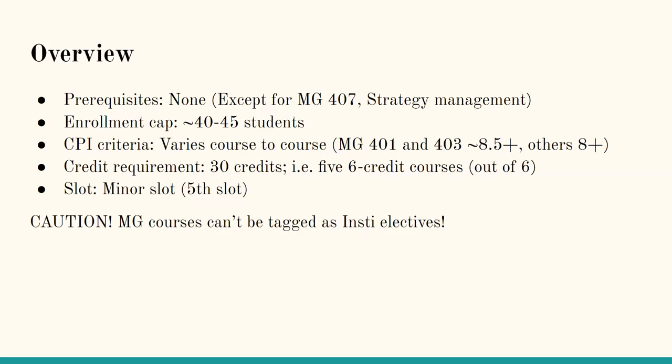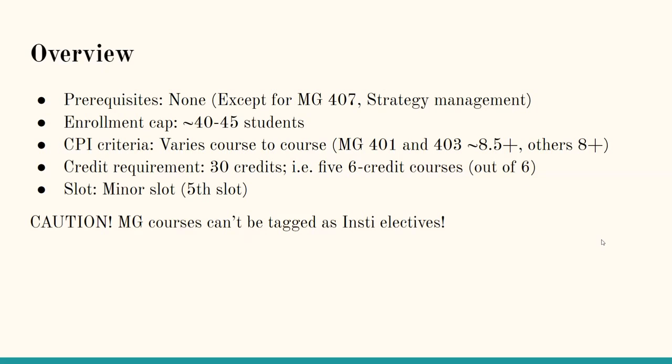Generally, all these courses have an enrollment cap of 40 to 45 students, and the CPI criteria varies from course to course. It is generally on the higher side for MG 401 and 403, which is somewhere around 8.5 plus, whereas other courses are generally at the CPI cutoff of 8 plus. These cutoffs are based on past trends, and these are not very hard and fast ones at this point of time. So it will depend on how the next batch has their CPIs, and the cutoffs might vary a bit. In general, this has been the observed trend.